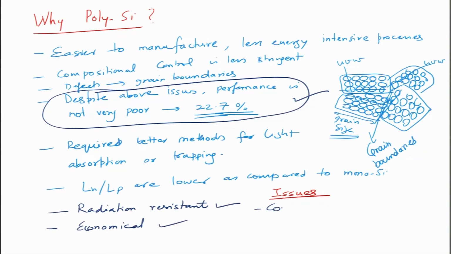control of grain size, which is important. Which means one needs to control the growth of these crystals. Okay, and you need to improve light trapping.